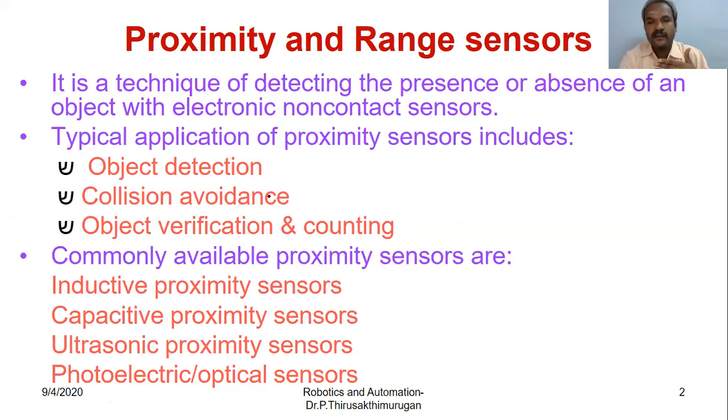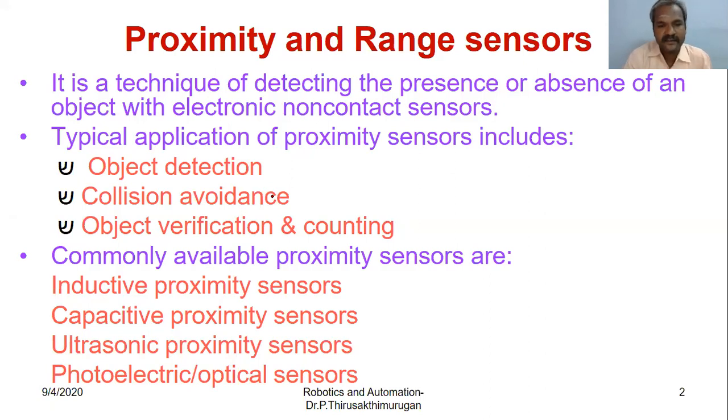When the vehicle is stopped at the traffic signal, the next vehicle should automatically park with a gap of say 1 or 2 meters to avoid collision. Okay, so that is the main advantage of collision avoidance.